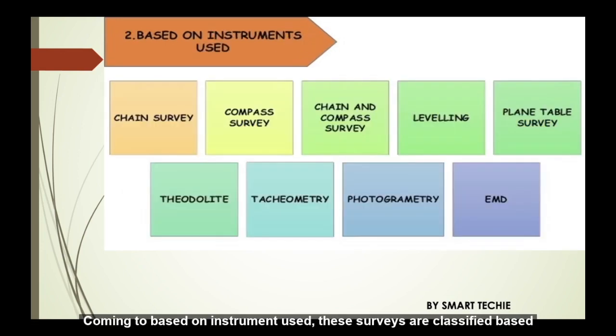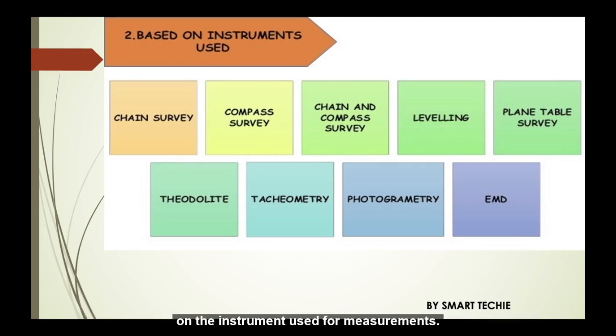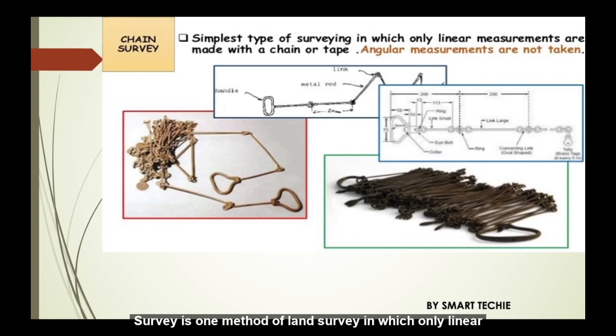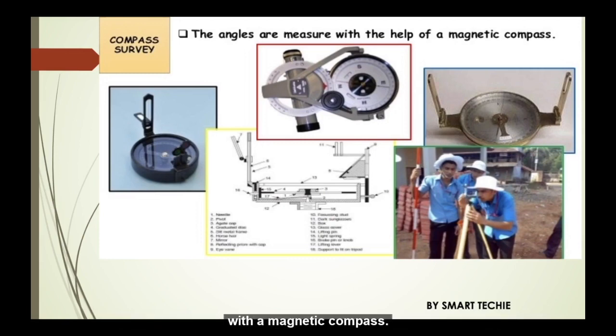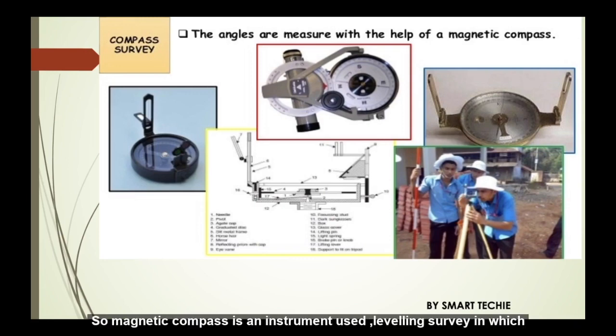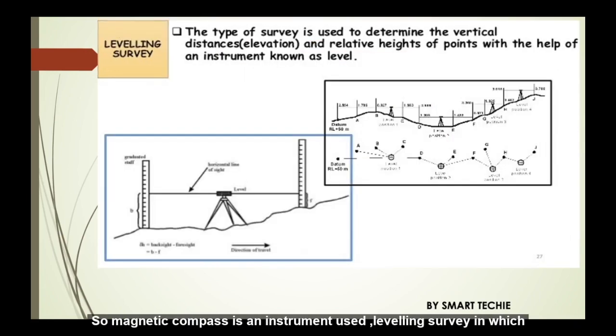Next, coming to based on instrument used, these surveys are classified based on the instrument used for measurements. First one is chain survey, one method of land survey in which only linear measurements are made and no angular measurements are taken. So it is the simplest and accurate method of land survey. Compass survey, in which the direction of the survey lines are determined with a magnetic compass and the lengths are measured with a tape or a chain. So magnetic compass is an instrument used.